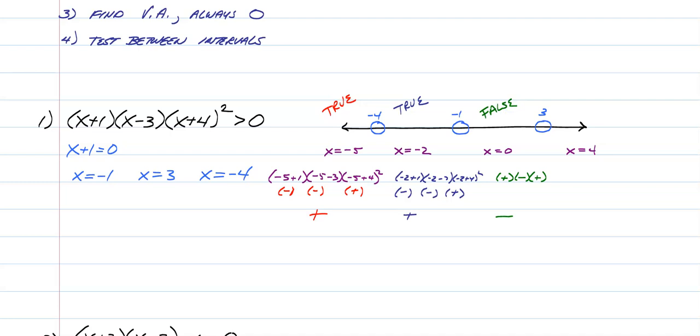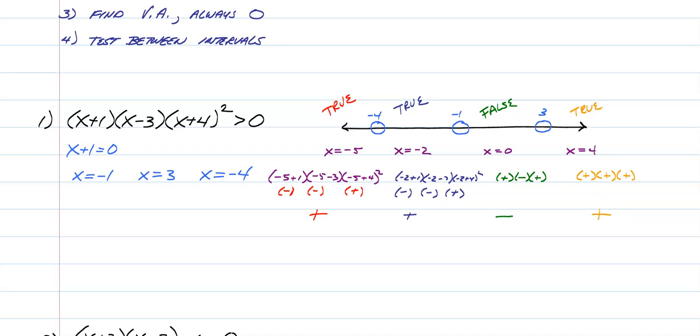And then for the last section, you have x's above 3, so I picked 4. 4 plus 1 is going to be a positive. 4 minus 3 is still positive, and anything squared is going to be positive. So positive times a positive times a positive is positive, so it's true.